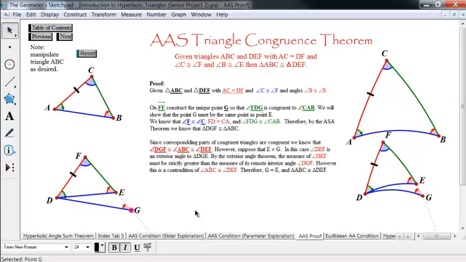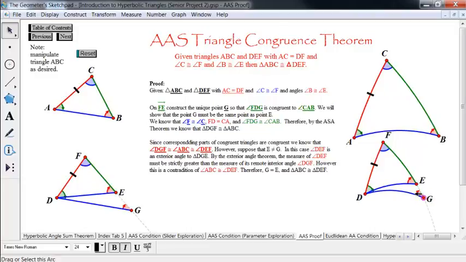So that's a contradiction, and so the only way that we can fix that is to make sure that G and E are actually the same point, and that means that the triangle DGF is really DEF, and so we have proved that these two triangles are congruent. So there's our proof, and notice it did not depend on the angle sum theorem, so it is completely valid, same valid over here.